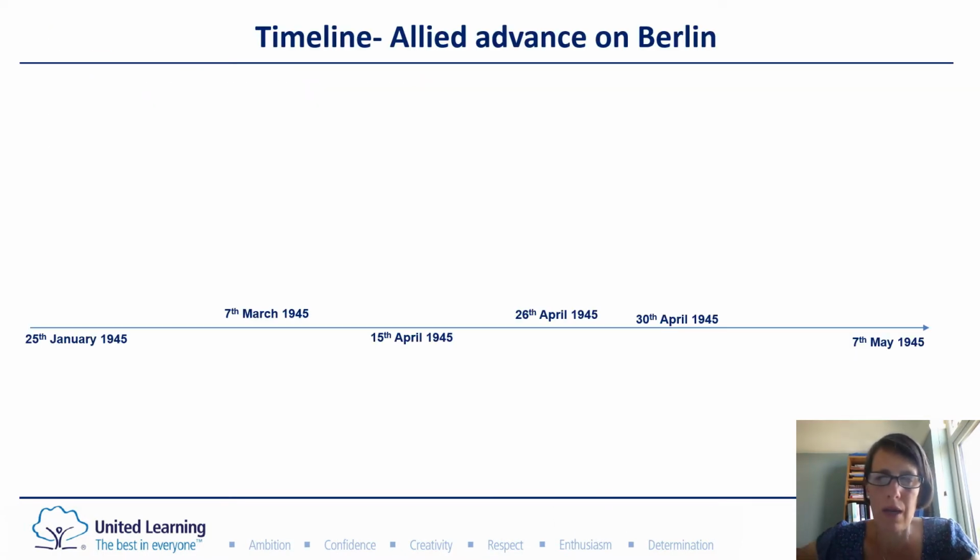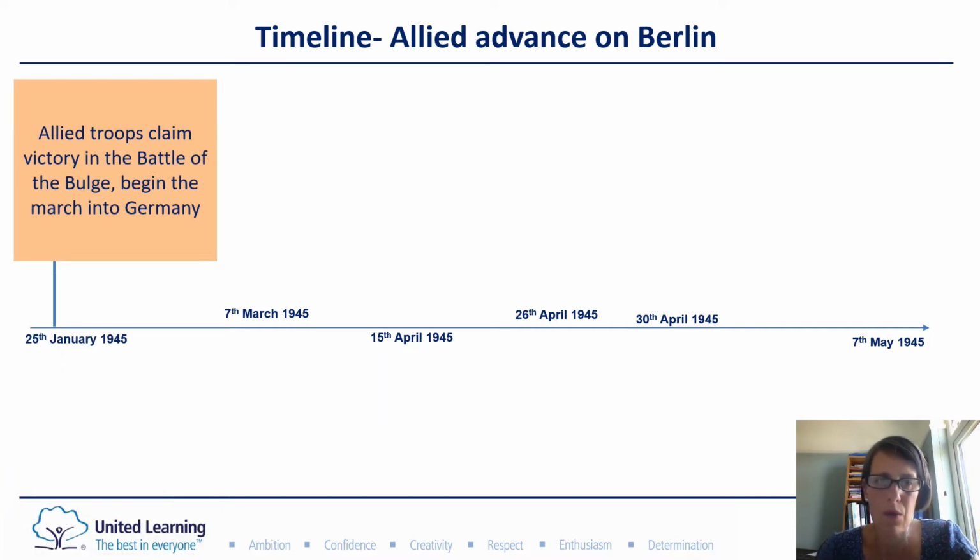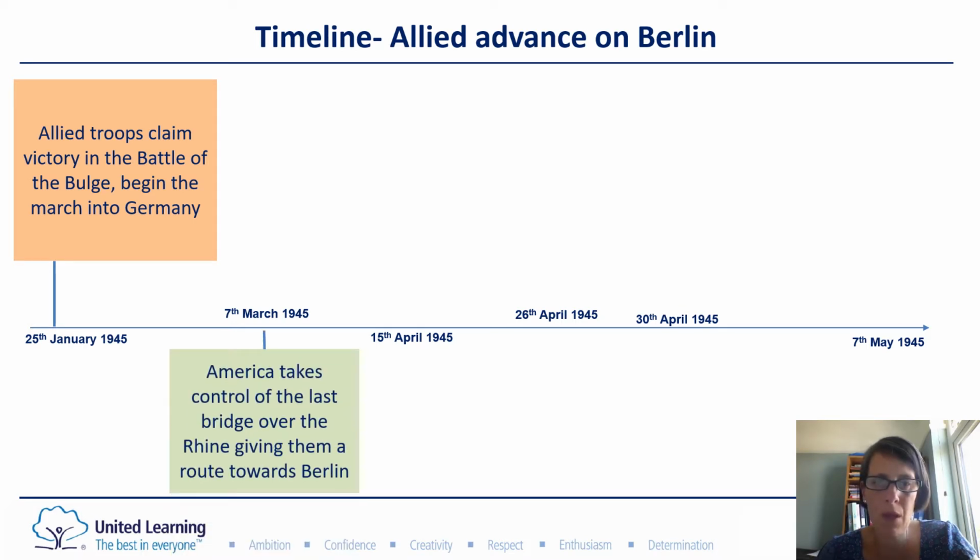So what we're going to look at this lesson is the advance on Berlin from the beginning of 1945 through to May 1945 when the Nazis surrendered. So the first event is where we finished last lesson, so the Allied troops winning that Battle of the Bulge and beginning their march into Germany.